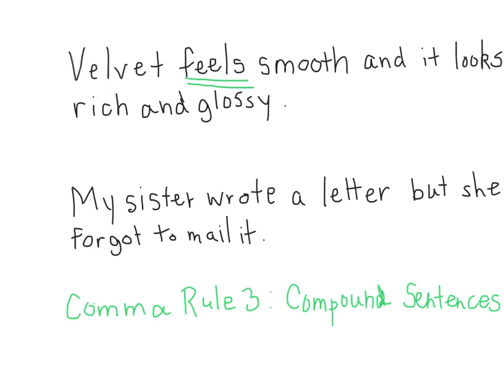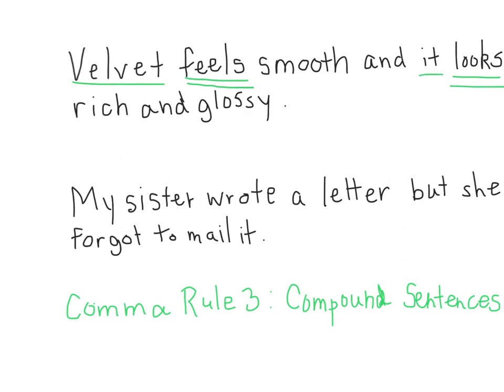The subject that talks about who or what feels: velvet. Velvet feels smooth. So smooth goes with velvet to describe it. Therefore, I know that's part of it. In the second half of my sentence, I have another verb, looks. Who or what looks? It. It looks. It looks rich and glossy.